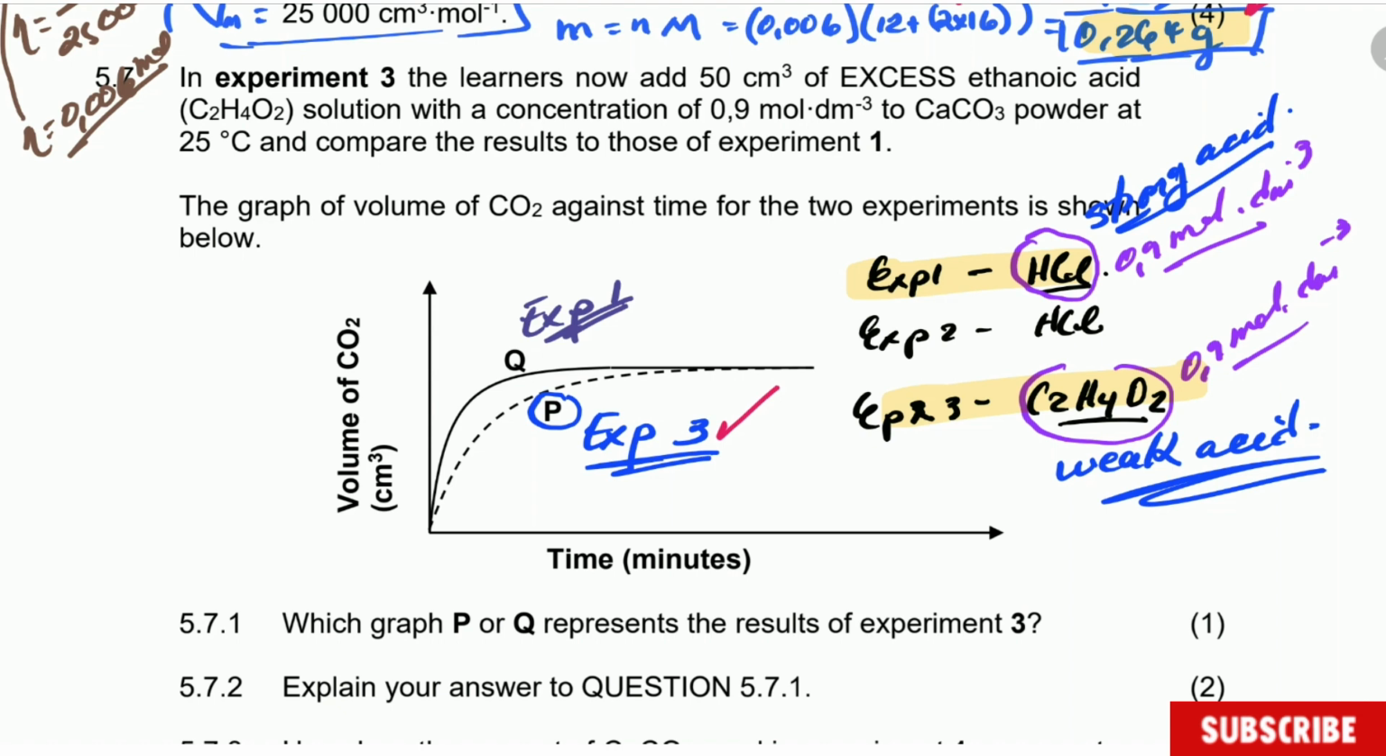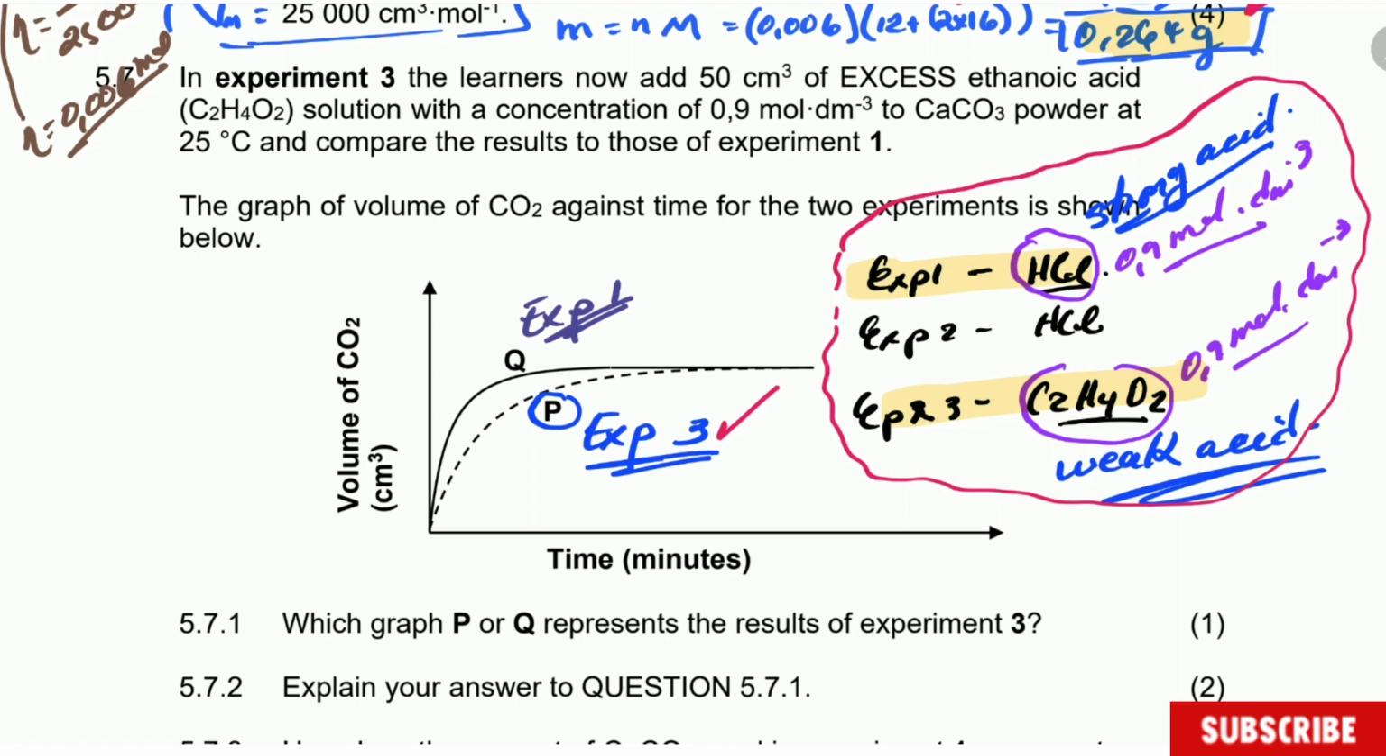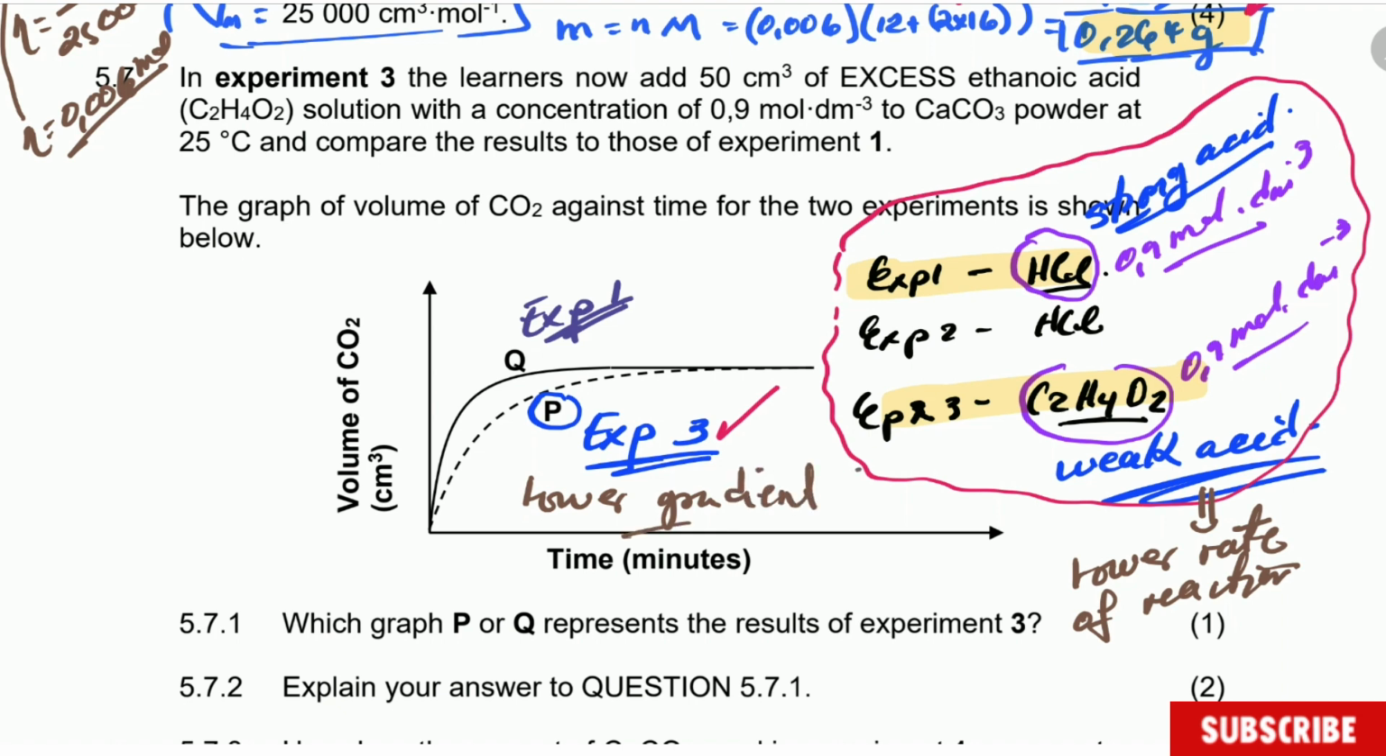Explain your answer in question 5.7.1. And guys, the explanation is more or less on this point here, where you have to say that ethanoic acid is a weak acid, which results in a lower rate of reaction. So this here, the weak acid, we have a lower rate of reaction. You can see that it has a smaller gradient, okay? You can see that it has a lower gradient. This one has a higher gradient. Okay, if you say that, guys, the marks are one for saying it's a weak acid or it's weaker than hydrochloric acid, and one for saying that it has a lower rate of reaction. It's not that bad, that question.